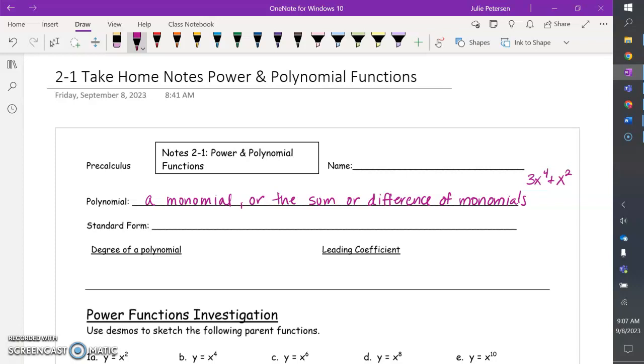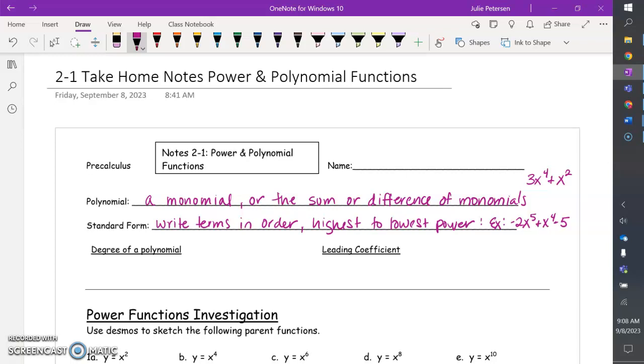When we write things in standard form, we just write the terms in order, highest to lowest power. So for example, we might have something like negative 2x to the fifth plus x to the fourth minus 5. So we've written those in descending power order. The first term has a power of 5, the second one has a power of 4, and the last one actually has a power of 0.